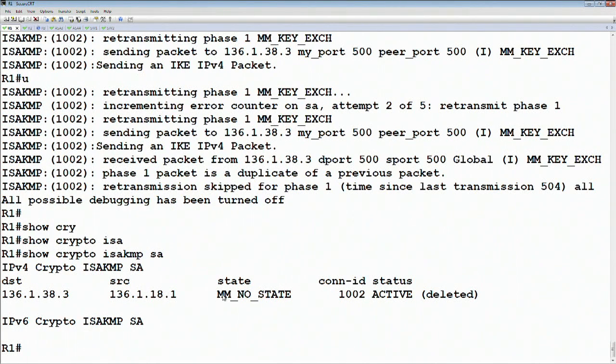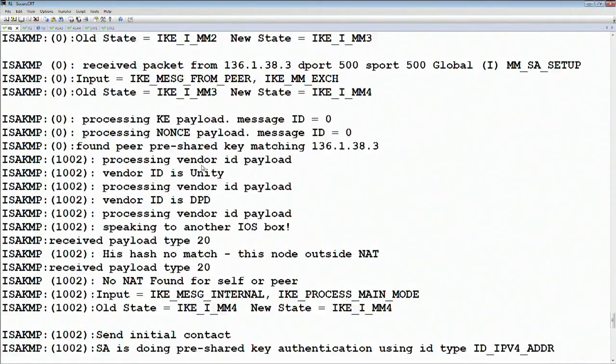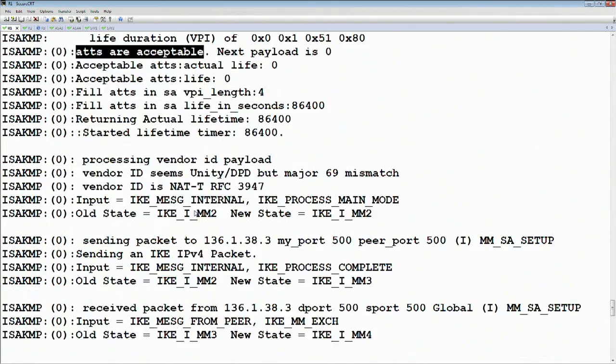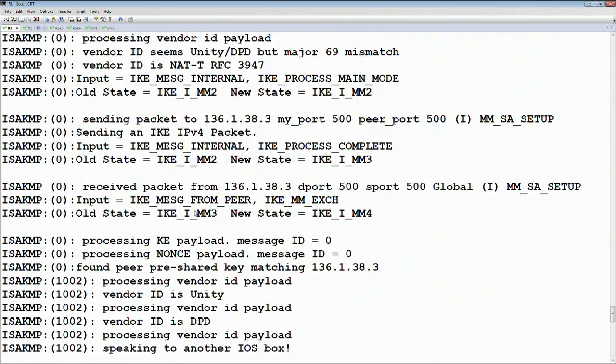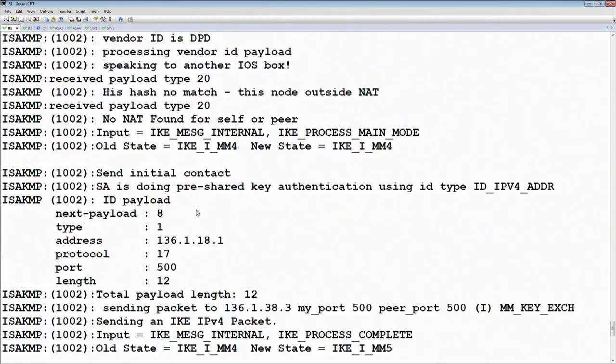Still does not say QM idle though, so there's something else wrong here. Okay, if we look at the rest of the output, let's see if we can figure out what happened after we did the proposal. So the attributes were acceptable. We should get to the next process where it says we're going to do the authentication. And it says we're going to do pre-shared authentication.